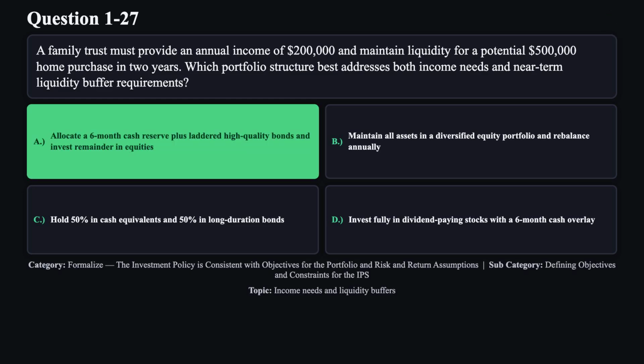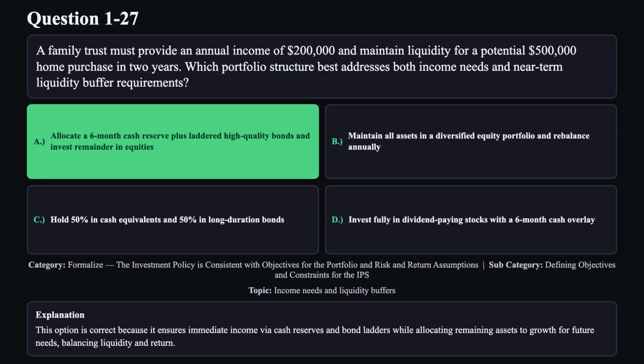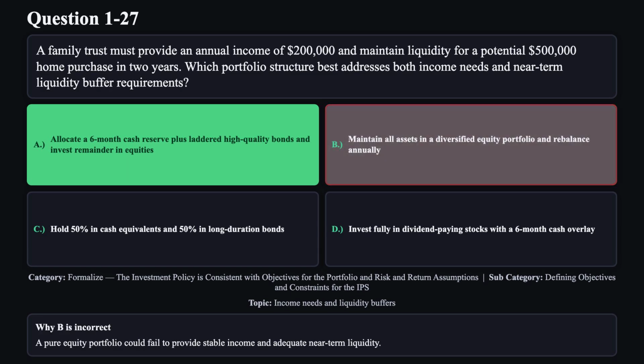The correct answer is A. This option is correct because it ensures immediate income via cash reserves and bond ladders, while allocating remaining assets to growth for future needs, balancing liquidity and return. Reason B is not correct. A pure equity portfolio could fail to provide stable income and adequate near-term liquidity.